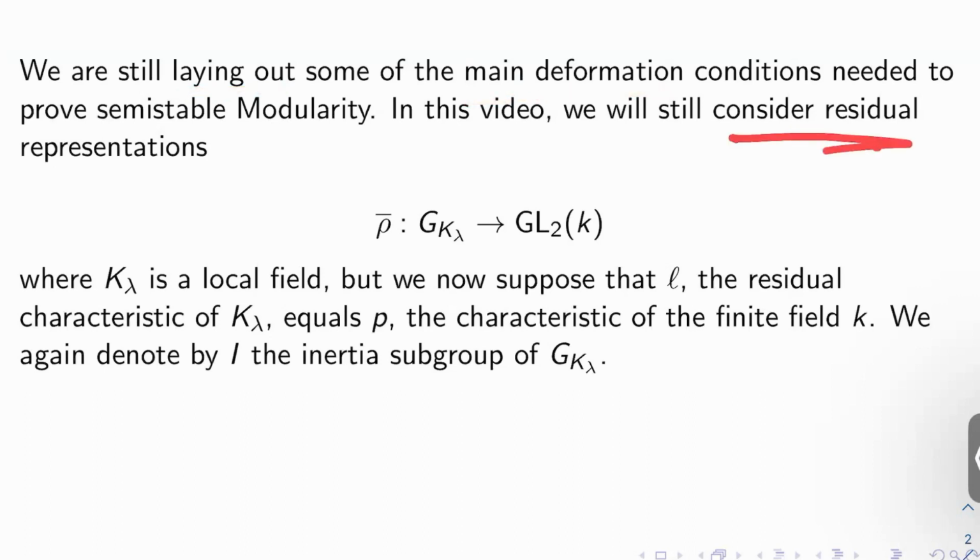In this video, we'll look at residual representations, rho bar, from G_{K_λ} to GL2 of little k, where K_λ is some field completed at some prime λ, a local field. We'll suppose now that ℓ, the residual characteristic of K_λ, equals p, which is the characteristic of the finite field k. We'll denote again by I the inertia subgroup of G_{K_λ}.